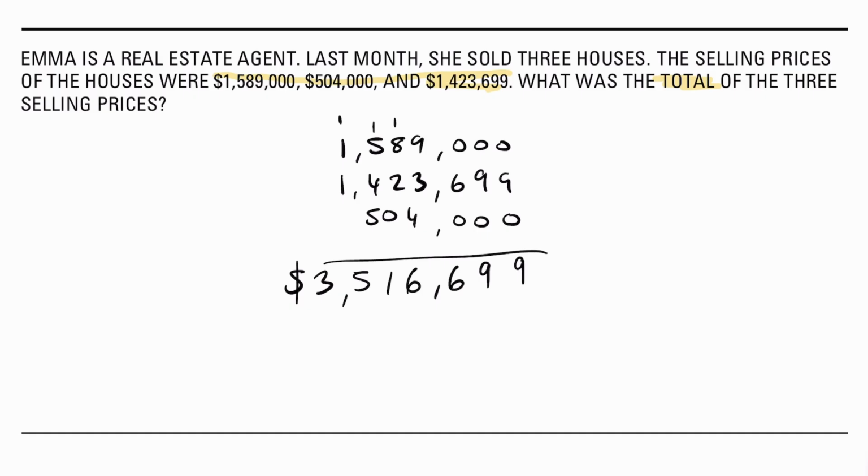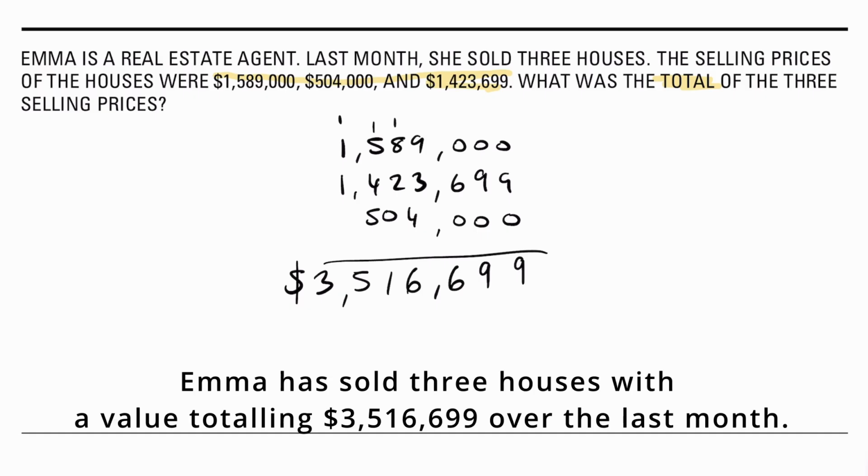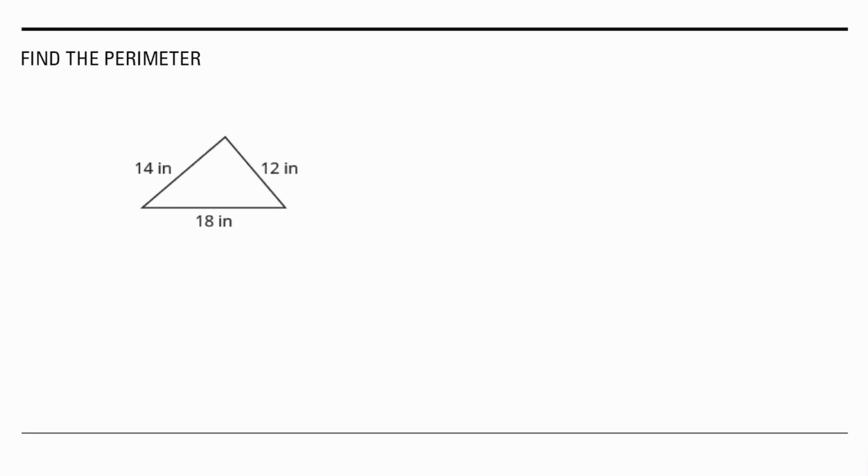3,516,699. And so a worded answer would be that Emma has earned or has sold a total of $3,516,699 in the last 3 houses she sold in the last month. Something like that. All right, so that's the end of the worded questions.